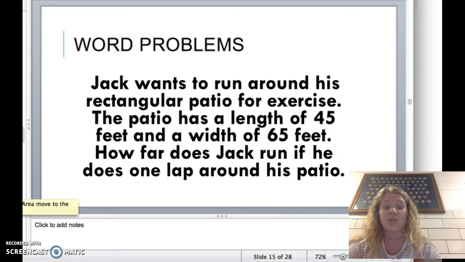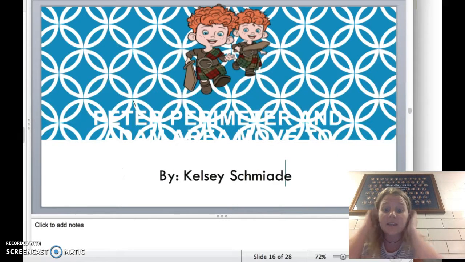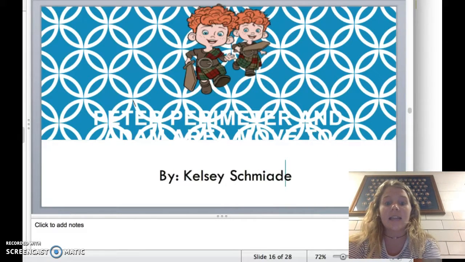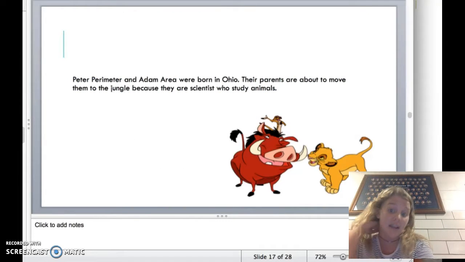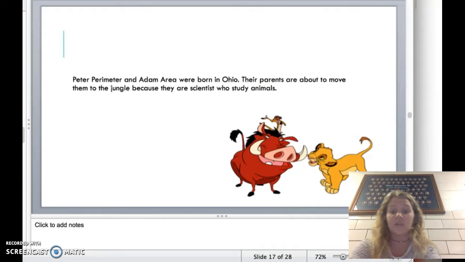The next thing I would do is now we're going to build on from learning the typical area and perimeter and build on by using multiple shapes into creating one large shape and find the area and perimeter of each of those shapes. I would explain this through a little storyline. It's called Peter Perimeter and Adam Area, and I'll explain the story and have students follow along as we go. I'll read the story to everyone.